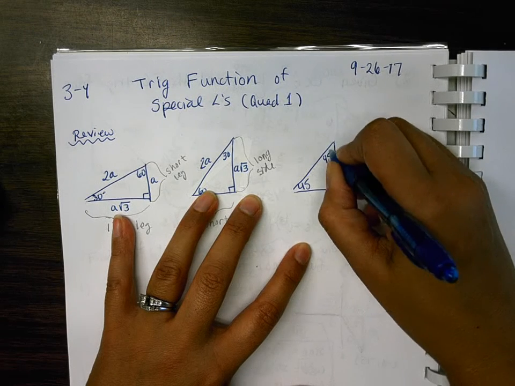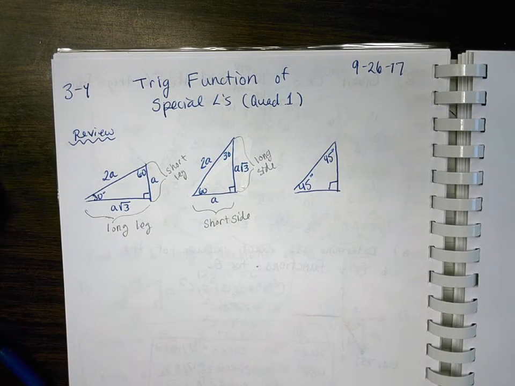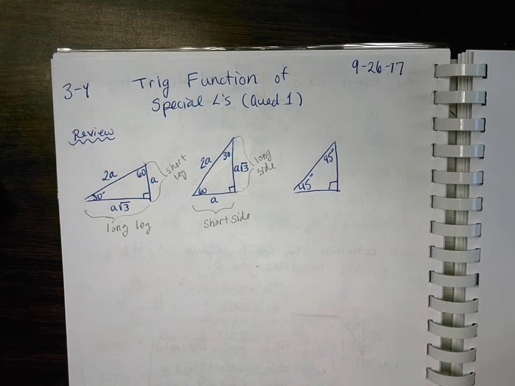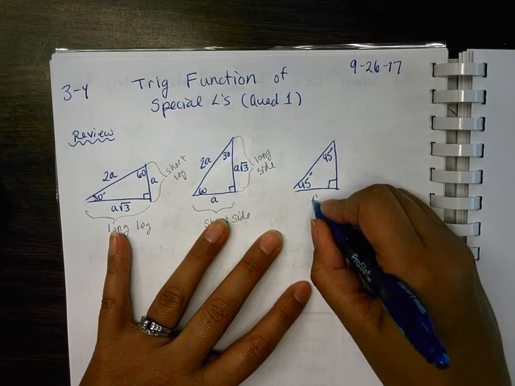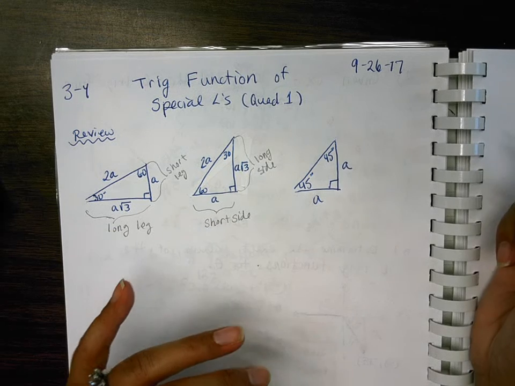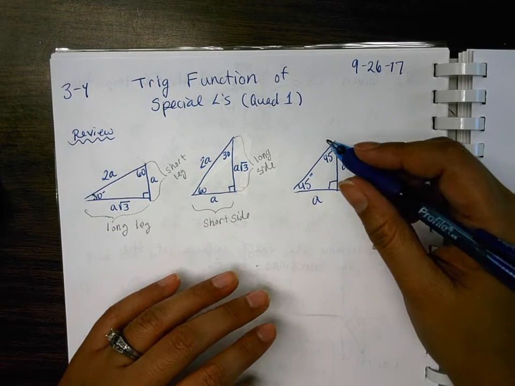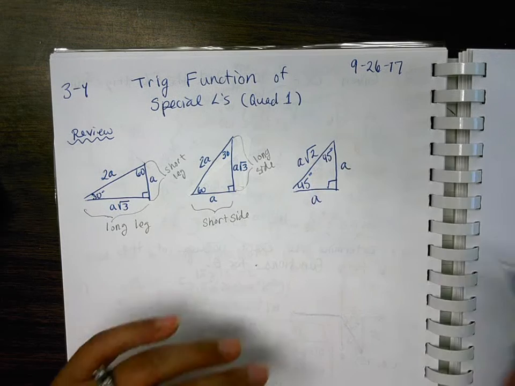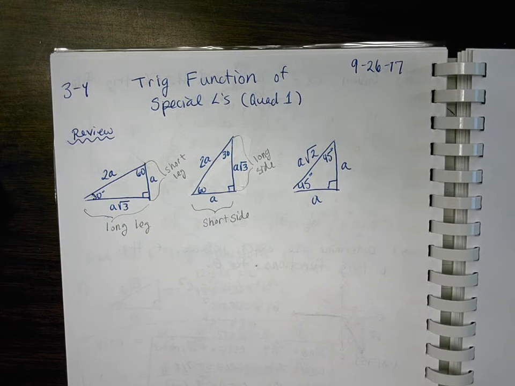45, 45, 90. All right, does anybody remember the numbers and letters that go here? A, A for these two because they are the same, and the hypotenuse was what? A root 2 is correct. All right. Questions on any one of these?